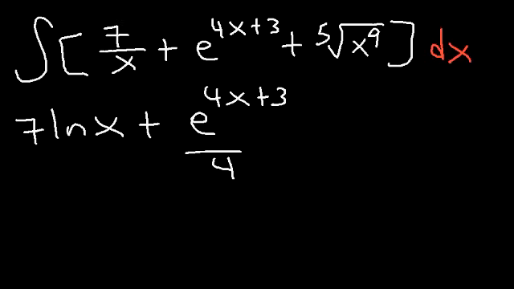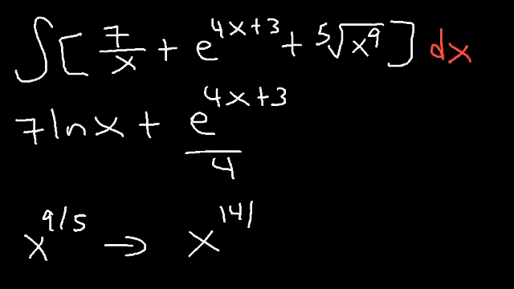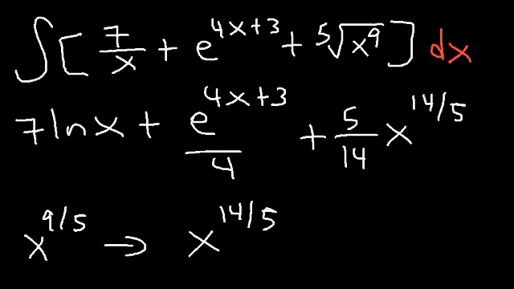Now the 5th root of x to the 9 is x to the 9 over 5. If we add 1 to the exponent, 9 over 5 plus 1, or 9 over 5 plus 5 over 5, is 14 over 5. Now instead of dividing by 14 over 5, we're going to multiply by the reciprocal, 5 over 14. So it's 5 over 14 x to the 14 over 5. And then finally, plus c.